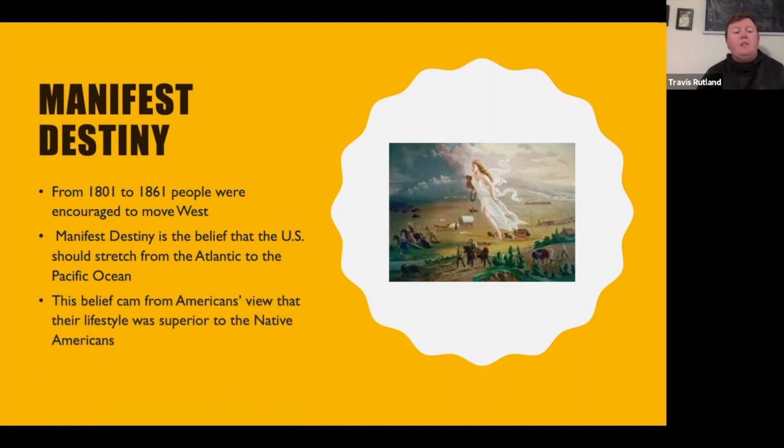All right. Now, this belief came from Americans' view that their lifestyle was superior to the Native Americans. Okay, so we still have to keep that in the back of our mind. Native Americans are living in these lands in the West, okay? So we're going to have to move them. They're going to have to go somewhere, okay? Or they're going to have to basically embrace American culture.